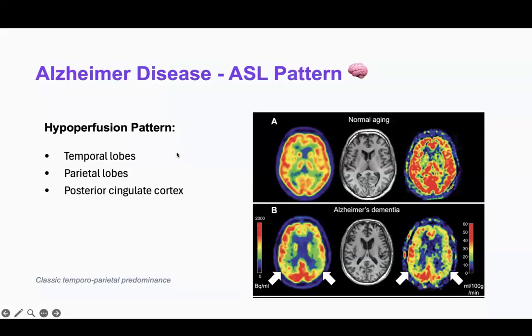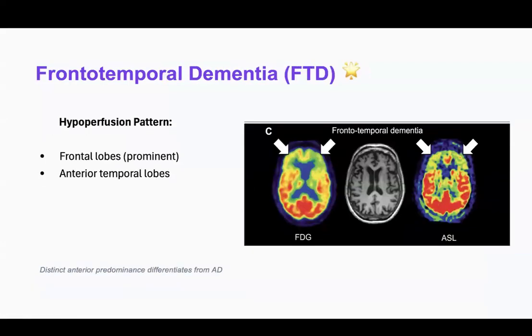In Alzheimer's disease, usually we have hypoperfusion in the temporoparietal and cingulate cortex. In a patient with normal aging, there will be increased perfusion. But here we can see in both bilateral posterior parietal regions there is hypoperfusion, which is more indicative of Alzheimer's disease. In frontotemporal dementia also, we can have decreased perfusion in the frontal regions.